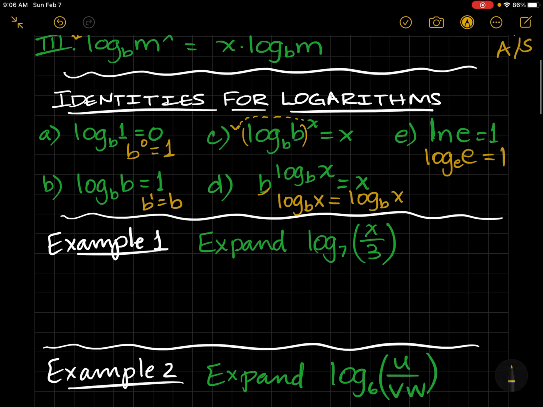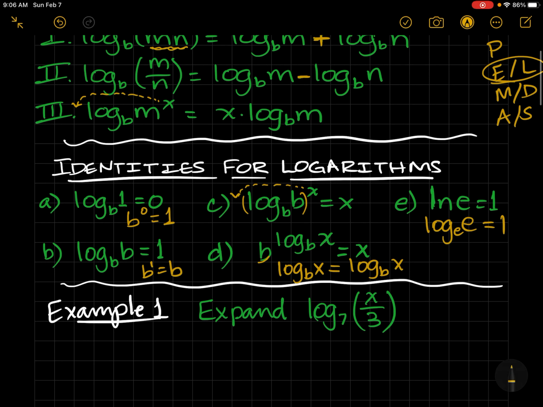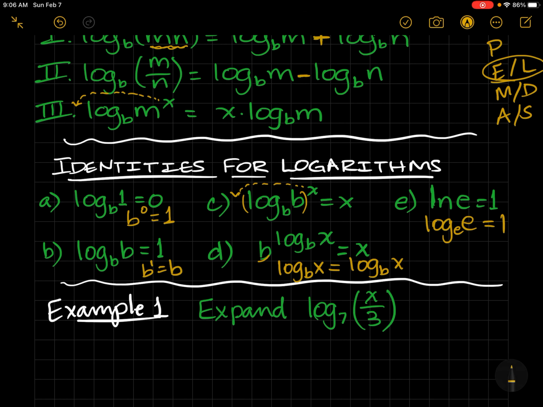Alrighty, let's actually apply some of these properties. It says expand. So we're dividing, so we're going to use the second property and expand. So this is log base 7 of x minus log base 7 of 3. You always have to watch the base. And it's just that easy. We've expanded, and now we have a simple term over here and over here.